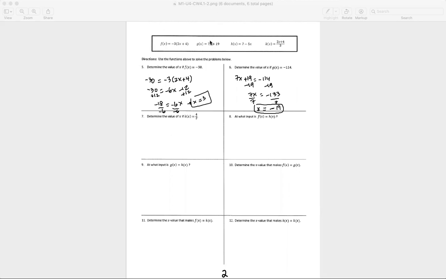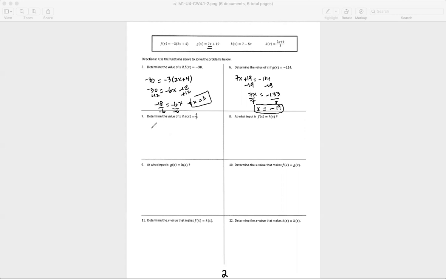out. You get negative 7 times negative 19 is basically negative 133, plus 19 will give you negative 114. So that does work. For number 7, determine the value of x if k of x is 4/3.